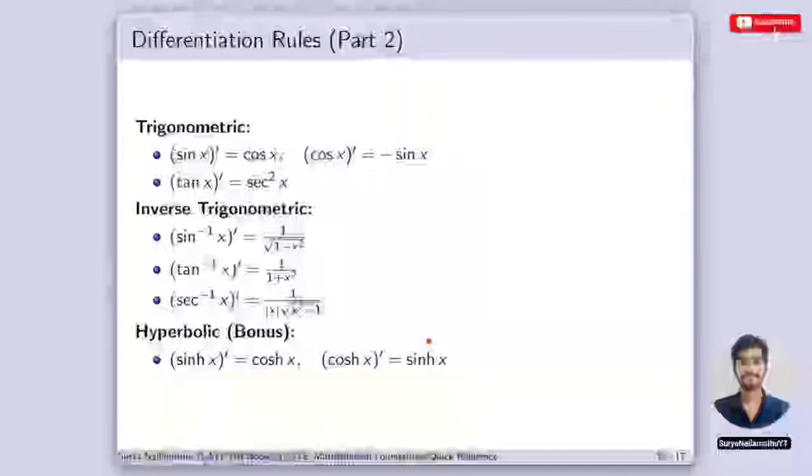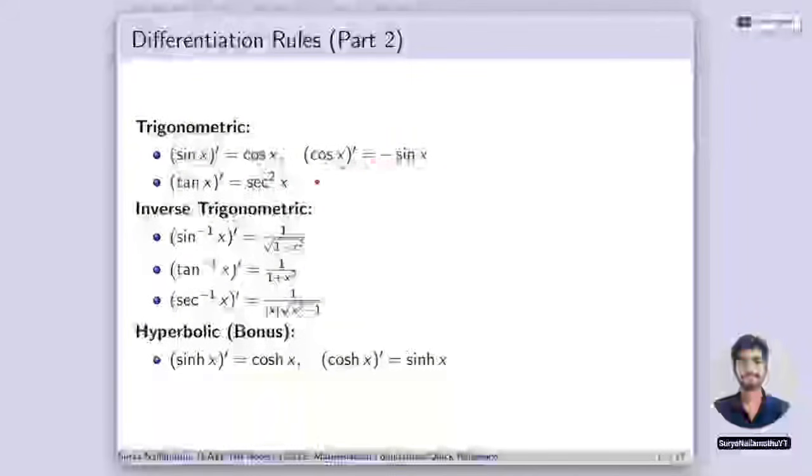Next, for the trigonometric, the differential becomes d by dx of sin x is nothing but cos x. d by dx of cos x is nothing but minus sin x. d by dx of tan x is nothing but secant square x. So inverse trigonometric, this is the formula for the inverse trigonometrics: 1 by root over 1 minus x square, and for the tan inverse, 1 by 1 plus x square.